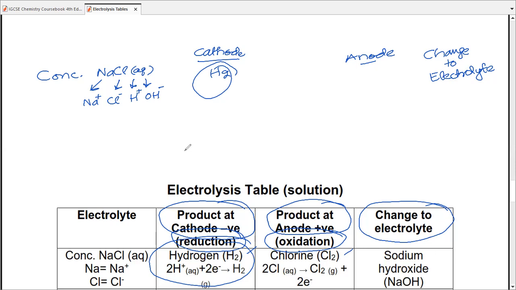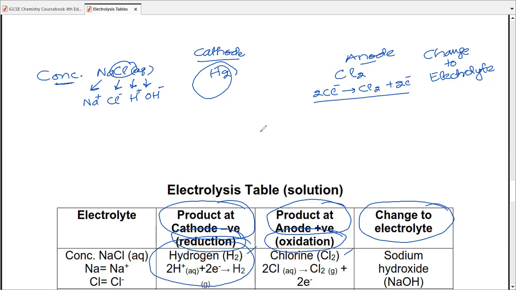Since the salt is a concentrated solution, this thing is mentioned, and this is mentioned, we're going to form chlorine over here. Hence the equation of chlorine, which is 2Cl negative gives us Cl2, the gas, plus it gives away 2 electrons.